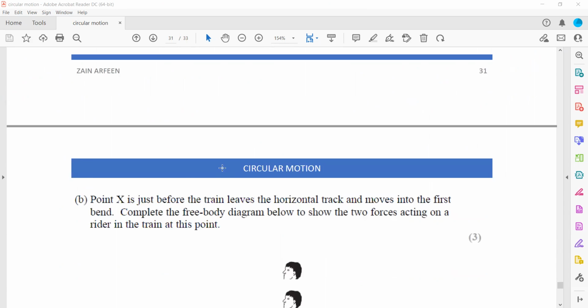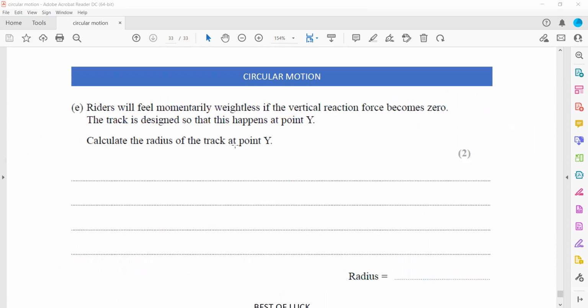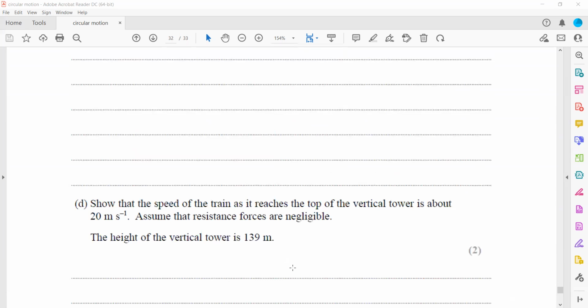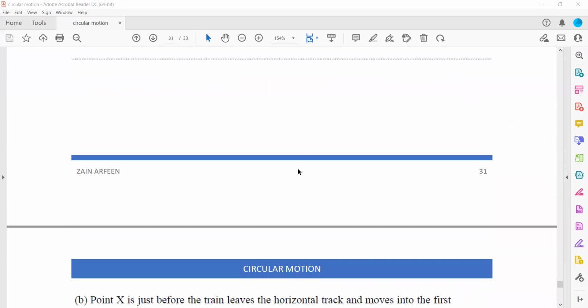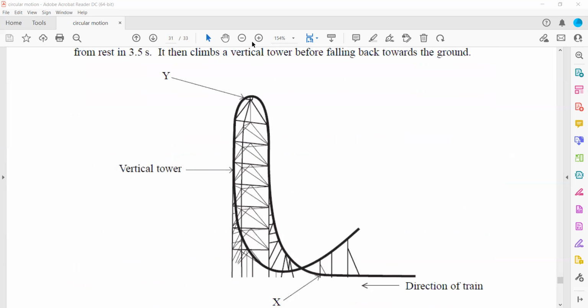The next part: the rider will feel momentarily weightless if the vertical reaction force becomes zero. The track is designed so that this happens at point Y. Calculate the radius of the track at point Y. So what will be the radius of the track at point Y? Because at this point, they say the normal contact force is zero. So R is zero, and the only force acting is the weight. Weight is the centripetal force in this case.